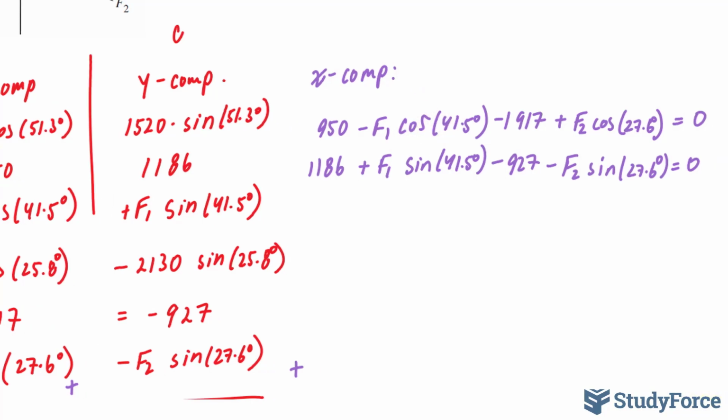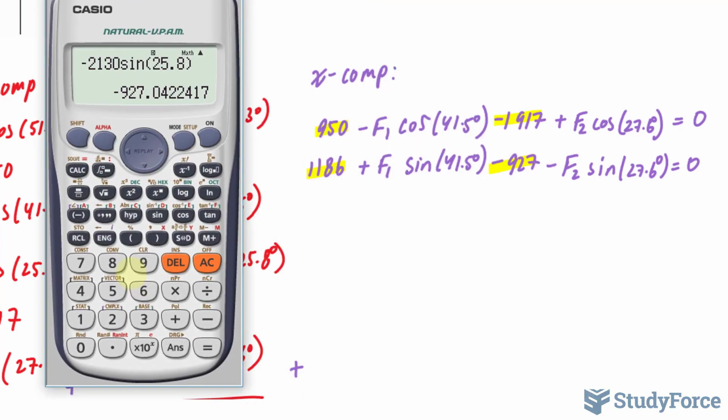The constants in both of these equations is right here. And normally when we solve for a linear system, we like to isolate for the constant. So I'm going to subtract 950 with this number and subtract 1186 with this number first, and then take that number over to the opposite side. Let's find out what that is. 950 minus 1,917, that gives us negative 967. Bringing it over makes it positive 967.